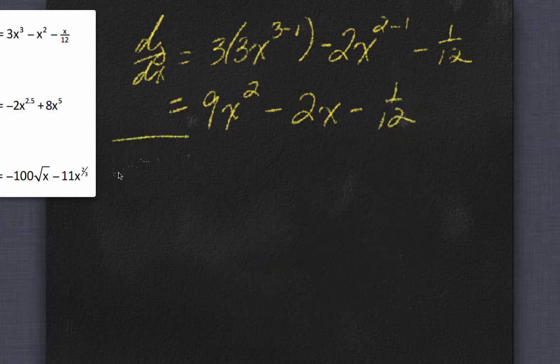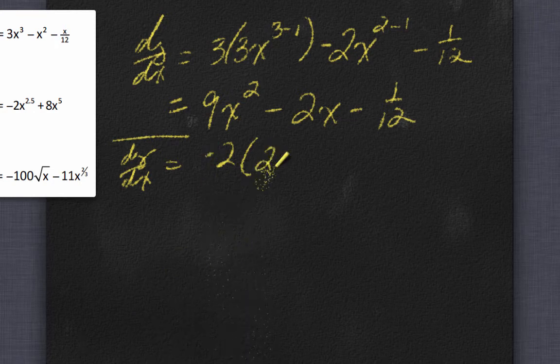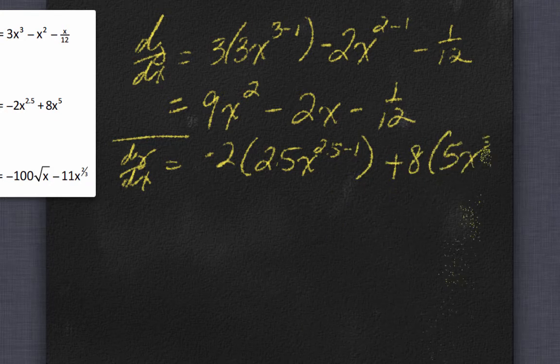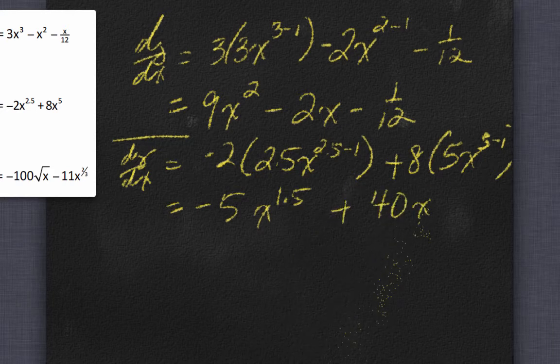This one, we have the negative 2 hanging on the outside, 2.5x to the 2.5 minus 1, plus, leave the 8 outside, bring down the 5, 5 minus 1. So negative 5, x to the 1.5, plus 40, x to the 4th.